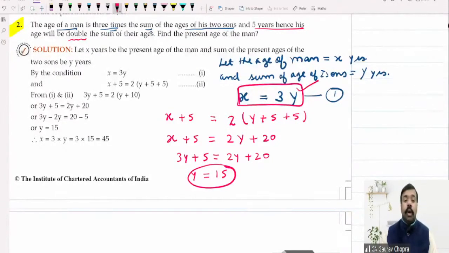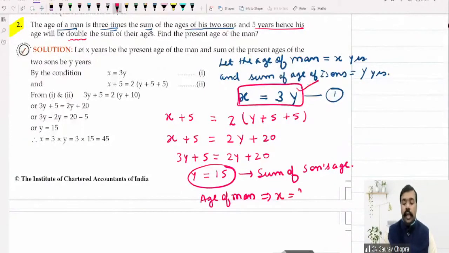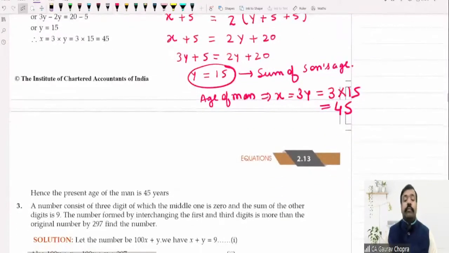Y is the sum of their sons' age. And when we talk about the age of man, that is x. So x is equal to 3 times of y. So 3 multiplied by 15, we are getting 45. The age of man becomes 45. All right.